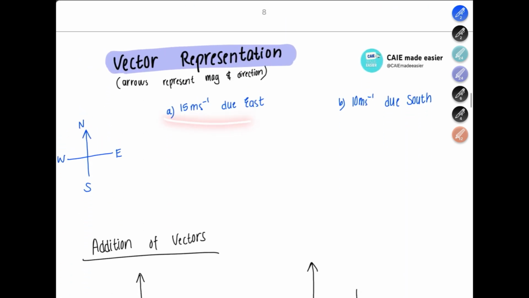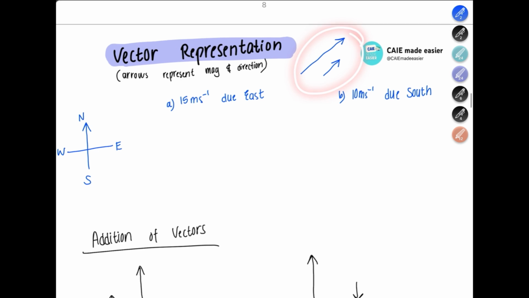How can you represent a vector? We have arrows that represent magnitude and direction. An arrow pointing in a certain direction shows the direction. If you have two arrows, a longer arrow represents a greater magnitude compared to a smaller one. So magnitude and direction can be represented by arrows. Let's try to draw these.